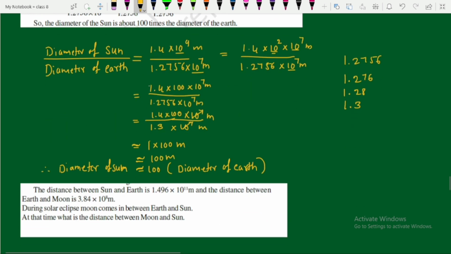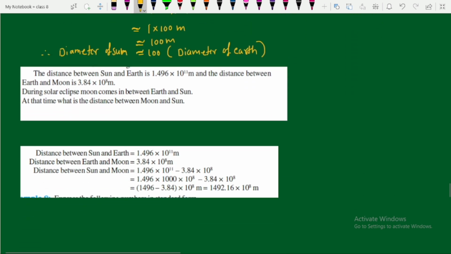In the same way, the next one they have given again is the distance between the sun and earth.